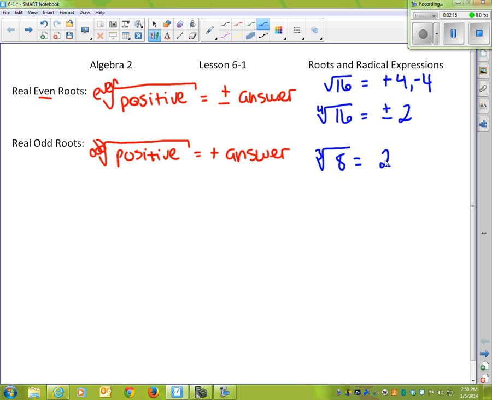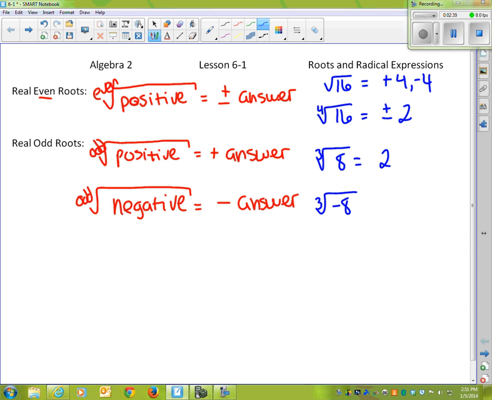Positive radicand, positive answer. If you have a negative radicand, and again, we're talking about odd roots, then you're going to have a negative answer. For example, if I take the cube root of negative 8, my solution would be negative 2. And to show you that in reverse, if I take negative 2 three times, negative 2 times negative 2 is positive 4, times negative 2 gives me negative 8.